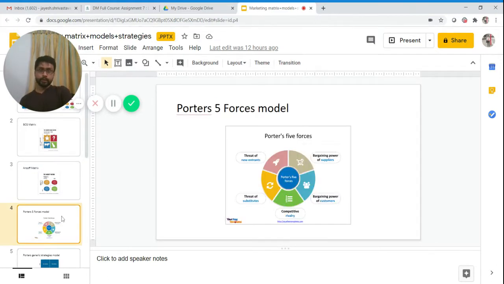Next, coming to Porter's five forces model. This model basically tells us about segment attractiveness before venturing out into that segment. So before introducing your product or service in a segment, you should consider these five forces, these five factors: threat of new entrants, threat of substitutes, the competition, and the bargaining power of suppliers as well as buyers.